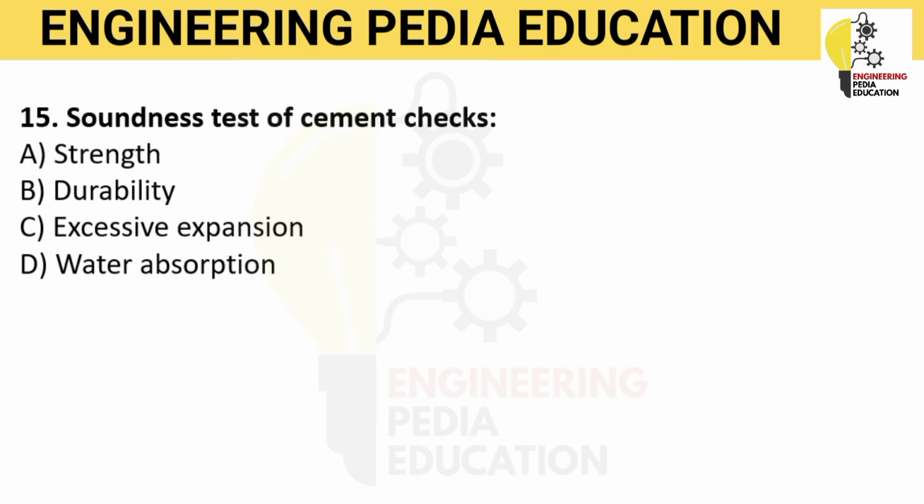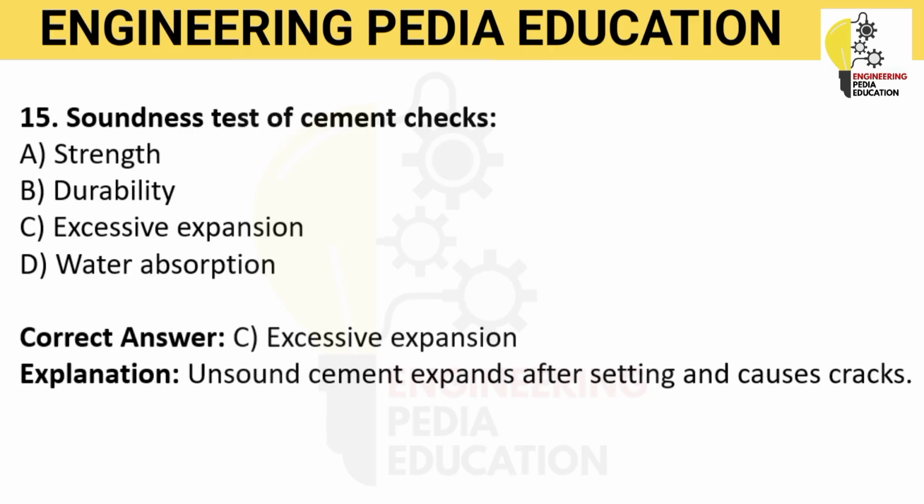The soundness test of cement checks strength, durability, excessive expansion, or water absorption. So the correct answer is excessive expansion. Unsound cement expands after setting and causes cracks. The soundness test checks the ability of cement to retain its volume after setting without excessive expansion. In simple words, we can also say that it determines whether the cement will crack or expand after hardening.